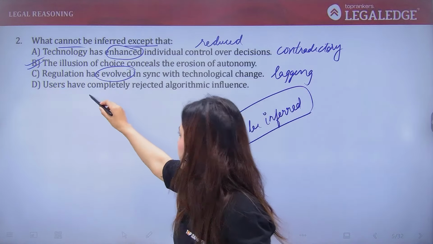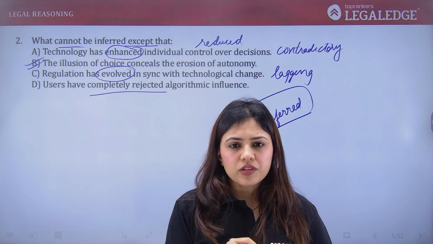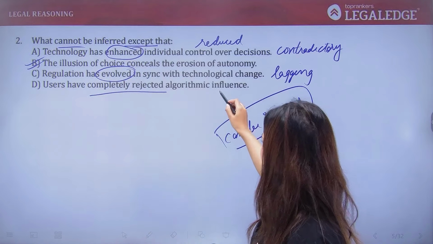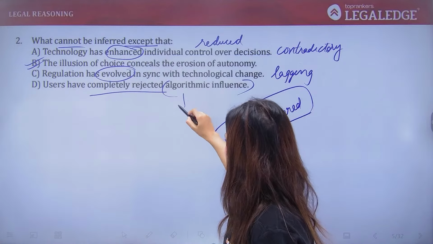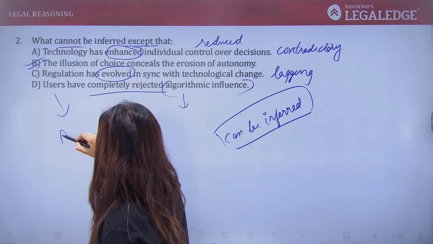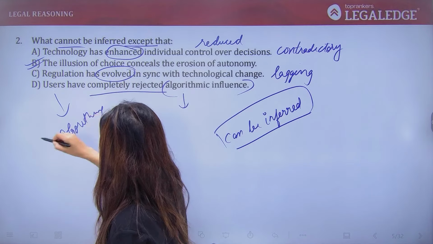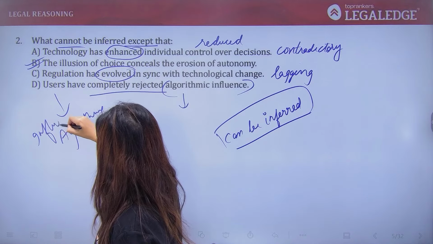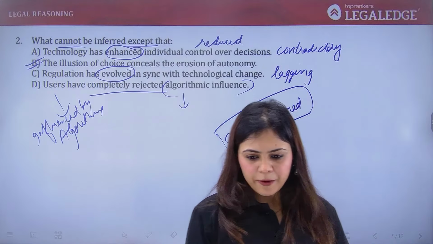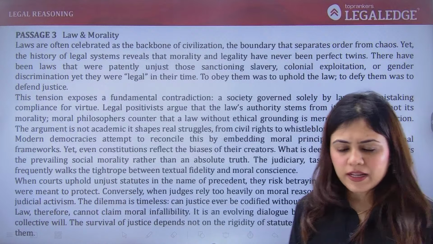Users have completely rejected. First of all, always be careful with extreme words. The passage does not really claim that users have completely rejected algorithmic influence. Actually, the passage states that users have been influenced by algorithms. So it is the opposite. Answer is B, Bombay. And moving on to the next passage.